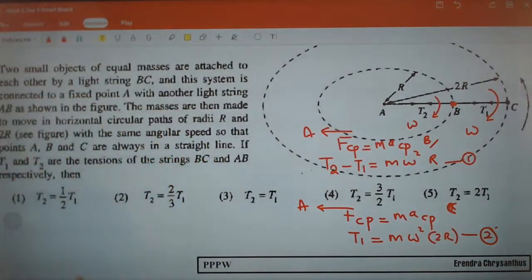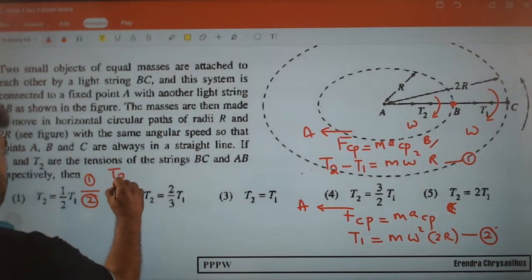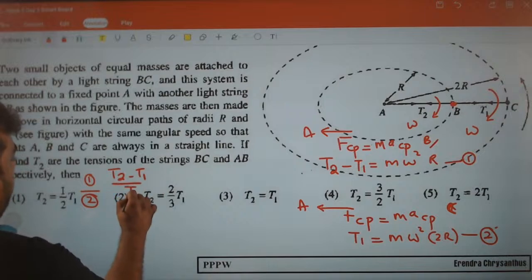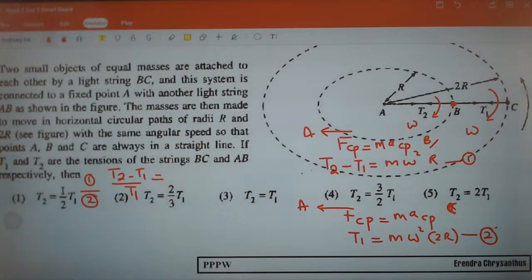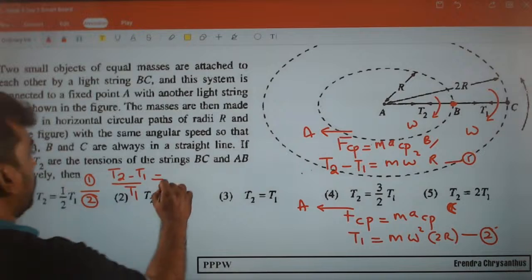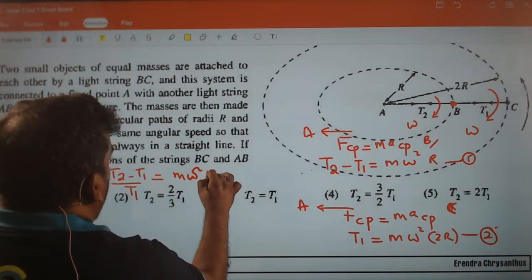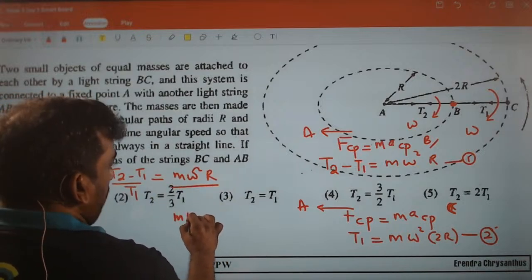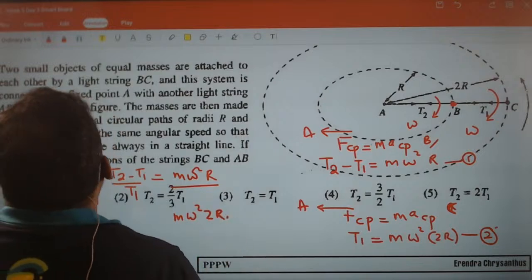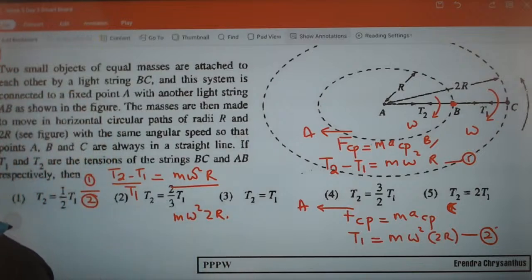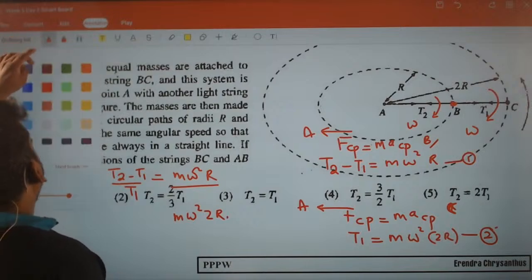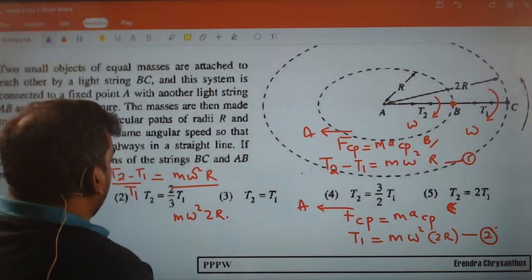What can you say? Let me divide equation 1 by equation 2. If I divide equation 1 by equation 2, what will I get? T2 minus T1 divided by T1 is equal to m omega squared r divided by m omega squared 2r. There you go. From this, what can you say?